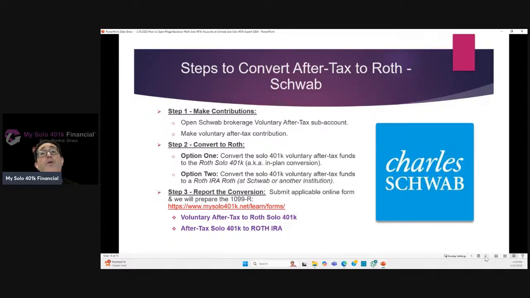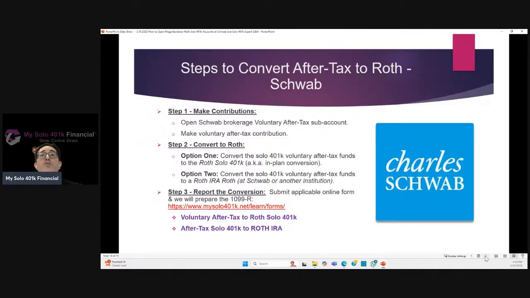Could be a Roth IRA that's already at Schwab, right? A pre-existing Roth IRA. Or it could be a Roth IRA at another institution, or it could be a new Roth IRA. So even though that first step of making those voluntary after-tax contributions is not reportable, that second step of moving the money to the Roth account, that is reportable on the 1099-R.